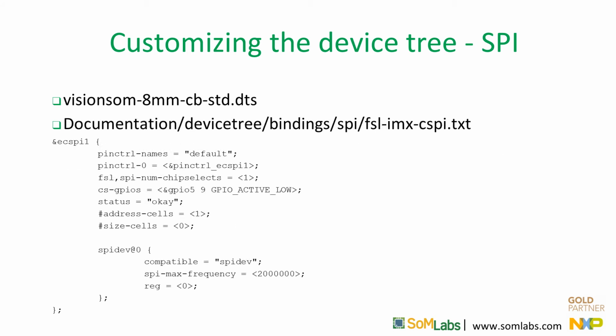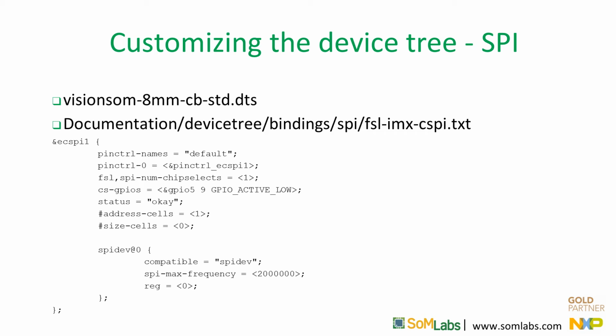Then we add the ECSPI1 interface configuration. We have here the mentioned group of pins, the pin CTRL ECSPI1 group, with the repeated chip select pin as GPIO. In the CS GPIOs field, we enter the pin number and port. And in the FSL SPI num chip selects field, the number of all chip select pins used in the configuration.